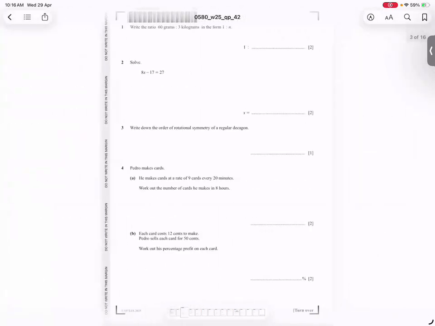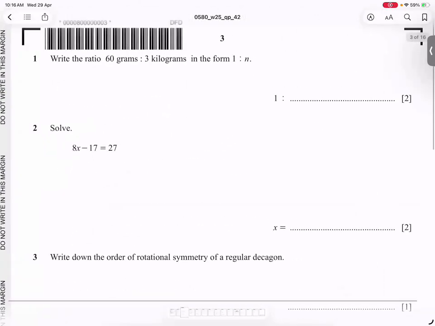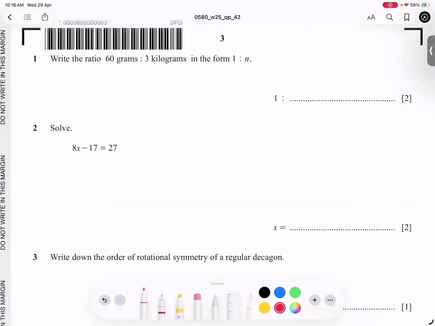Okay, so let's start. Question number 1. Write the ratio 60 grams and 3 kilograms in the form of this. Important part, students, he has given grams and kilograms. We need any one, either kilograms or grams. So I will convert, keeping 60 grams as it is and 3 kilograms becomes 3 times 1,000, so 3,000 grams.